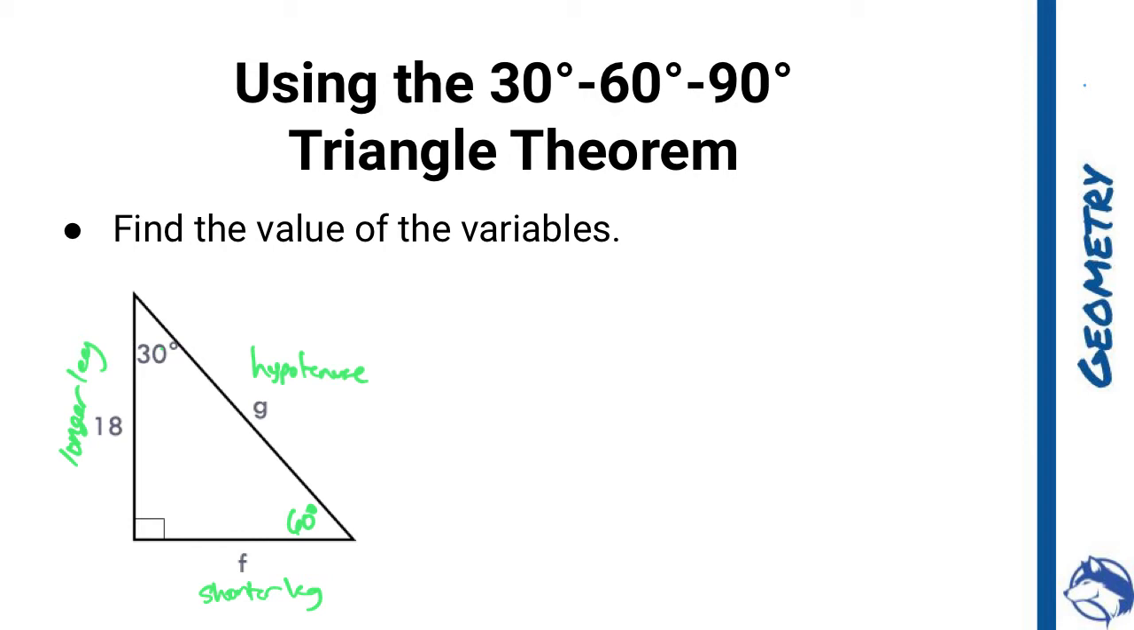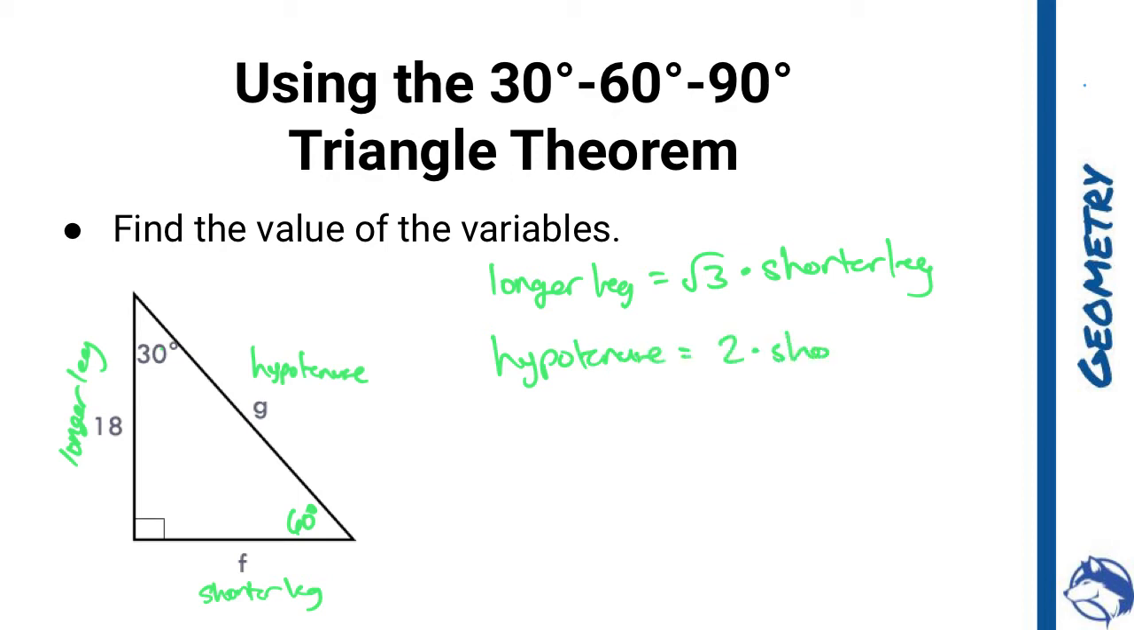So I want to remember these equations here. Well, the longer leg was equal to the square root of 3 times the shorter leg, and then the hypotenuse was equal to 2 times the shorter leg. So I know the longer leg, but I don't know the shorter leg, so I'm going to have to use this equation first, the longer leg is equal to square root of 3 times the shorter leg, to figure out my shorter leg, and once I've done that, I can find the hypotenuse.